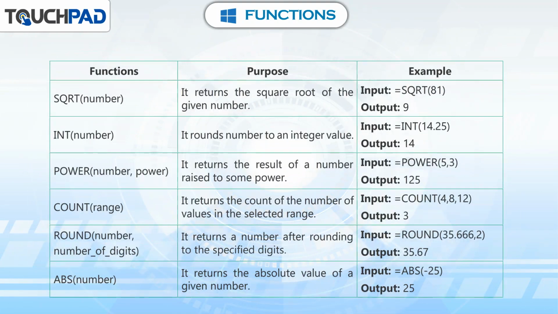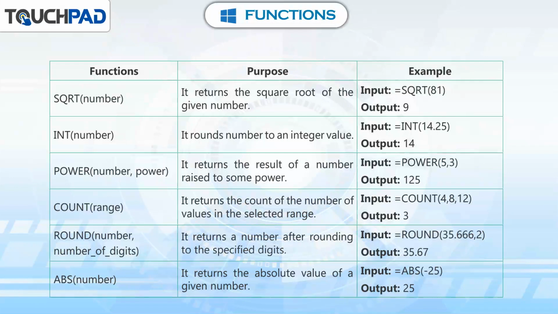SQRT(number). It returns the square root of the given number. Input: =SQRT(81). Output: 9. INT(number). It rounds a number to an integer value. Input: =INT(14.25). Output: 14. POWER(number, power). It returns the result of a number raised to some power. Input: =POWER(5,3).